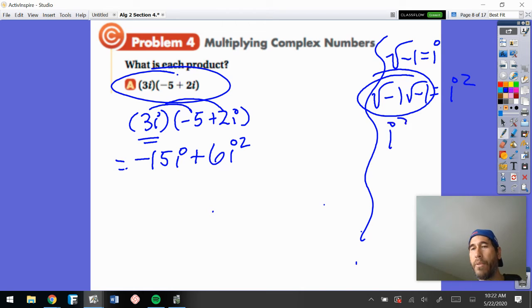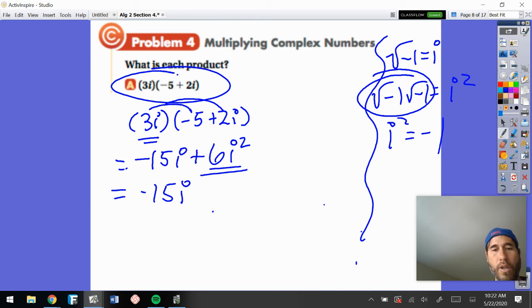So i squared, believe it or not, is equal to negative 1. Just like the square root of 5 times the square root of 5 is 5. So the square root of negative 1 times the square root of negative 1. When we see this right here, you actually have to simplify, and you should show work. Whenever you have an i squared, you turn it into a negative 1. And if I do that, I get negative 15i minus 6.